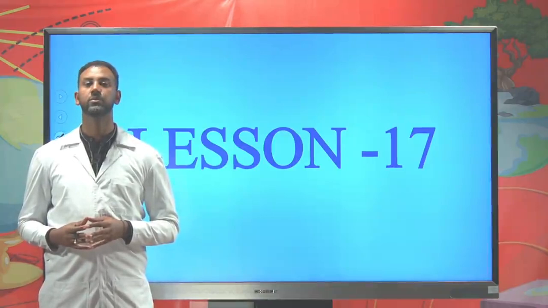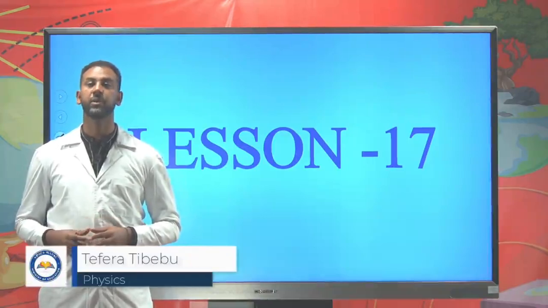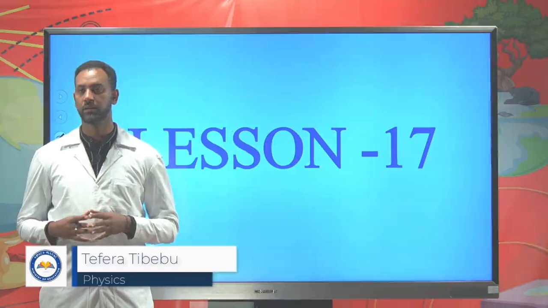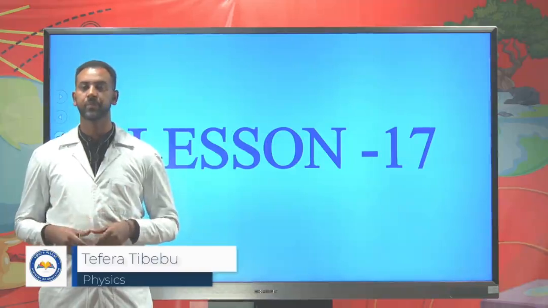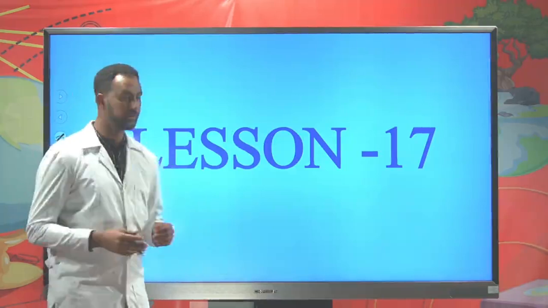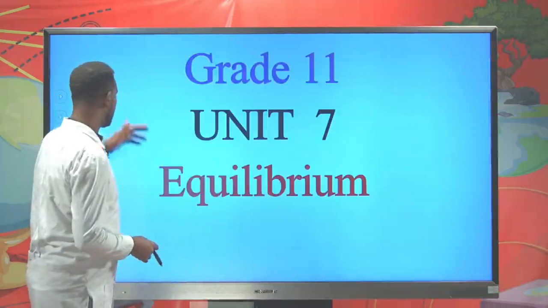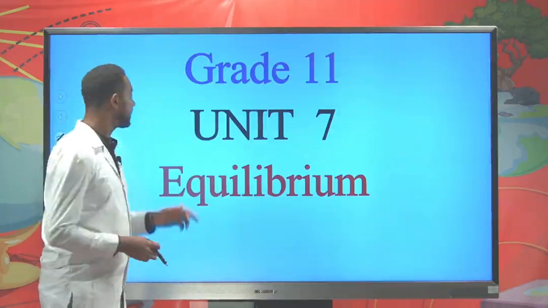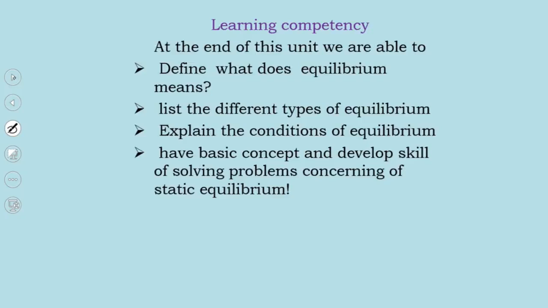We'll try to see mechanical equilibrium. There might be different equilibriums like chemical equilibrium and so on, but here we emphasize mechanical equilibrium. Under unit 7, which is equilibrium, after the end of this unit, you will be able to define what is meant by equilibrium, and you'll be able to identify the different types of equilibrium as well as the different conditions of equilibrium.